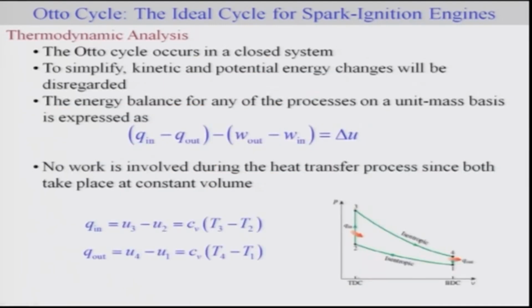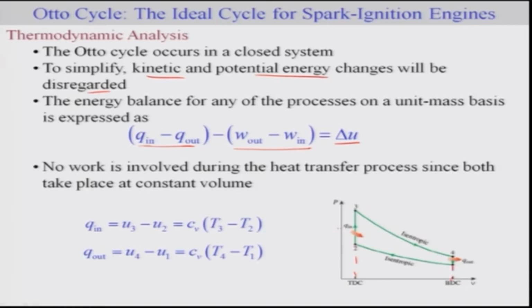Now we can make use of thermodynamic analysis by considering that kinetic energy and potential energy changes will be 0, and thus your energy balance for any process based on unit mass can be simply considered as: net Q in minus net Q out is equal to simply your change in internal energy of the system. It's considered to be a closed system. As we know, no work is involved during the heat transfer process, since both are operating at constant volume.